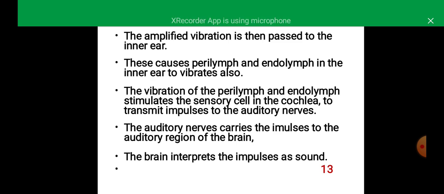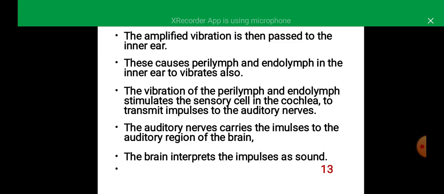The sound wave, as we said, from the outside is collected by the help of the pinna. It passes through the external auditory meatus to the eardrum. The eardrum, on receiving the sound, vibrates. The vibrations are picked up by three tiny bones, which you call ear ossicles, and they amplify the vibration. And then the vibration will now move into the inner ear, causing the vibration of the two fluids found in the inner ear. And these two fluids are the endolymph and the perilymph.